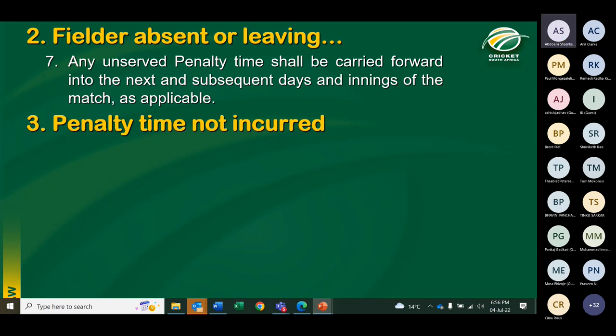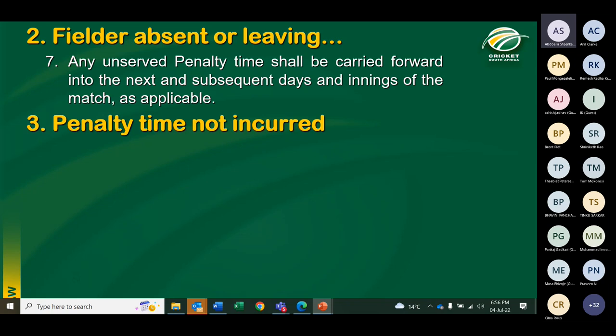But if it's the same game, in the first innings, if there is still penalty time owed, it will go over to the second innings. On day one, if player X still owes us 60 minutes of penalty time, it doesn't disappear overnight. It will carry forward into the next day's play.